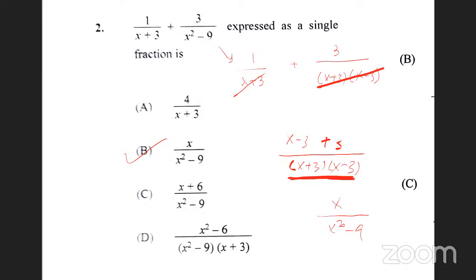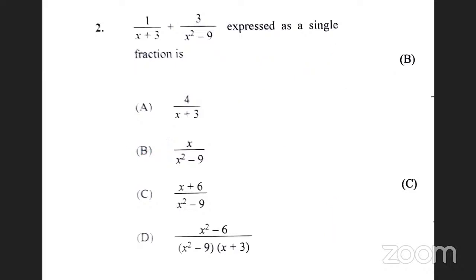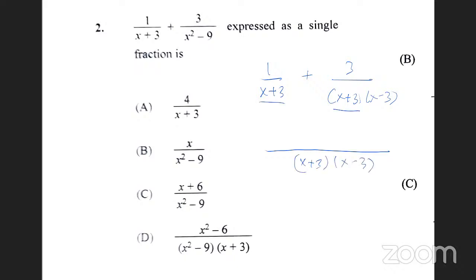Oh, should we explain it? Let me write it over. So it will be 1 plus x plus 3. And when you break up x squared minus 9, you'll end up with x plus 3, x minus 3. Now, what would the LCM be? The LCM will be x plus 3 because they have it here and here, and x minus 3.